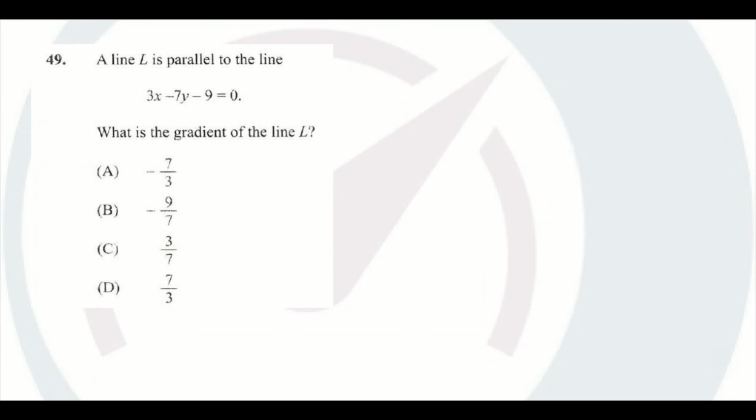Question 49. A line L is parallel to the line 3x minus 7y minus 9 equals 0. What is the gradient of L? Now we know again that parallel lines have the same gradients. So they have the same gradient.